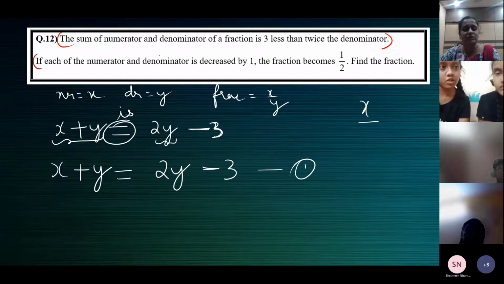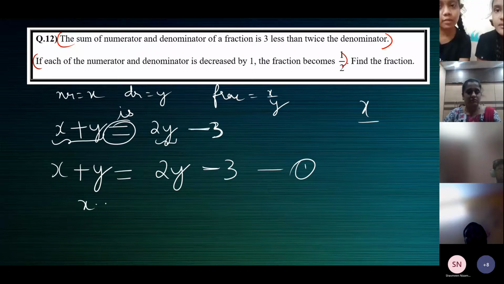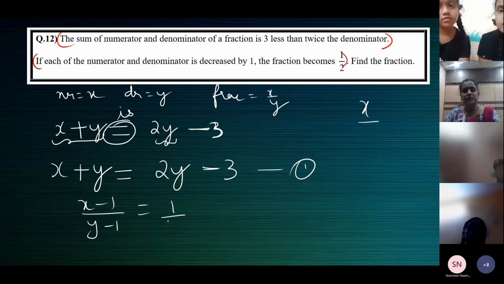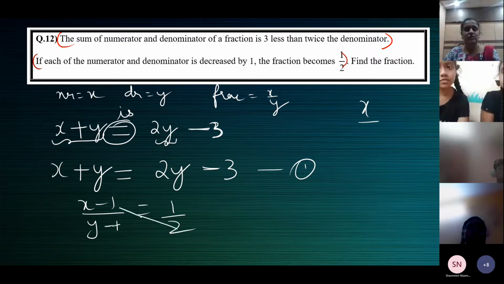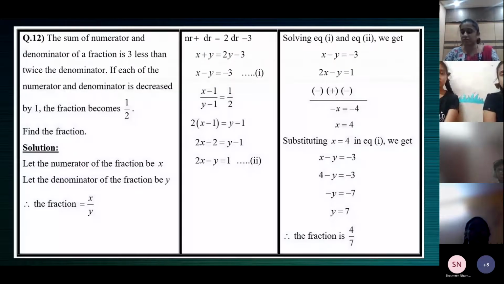Then if each of the numerator and denominator is decreased by 1, the fraction becomes 1 by 2. x minus 1 by y minus 1 is equal to 1 by 2. That's all. So here we will have to cross multiply and get the second equation. Solve the two equations and find the values of x and y. Very good, Sneha and Harini. Thank you.